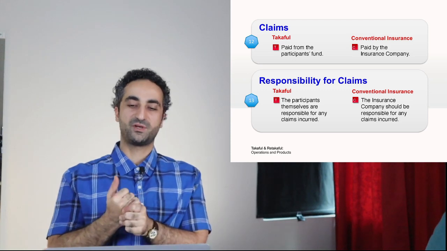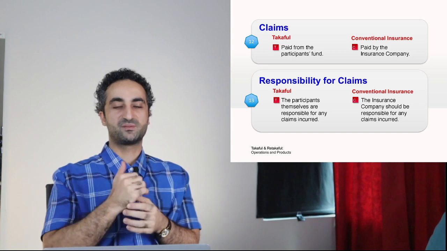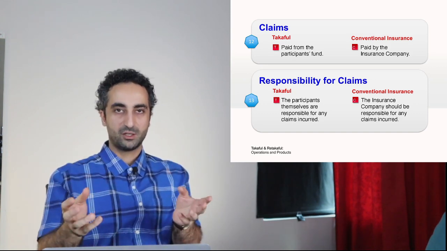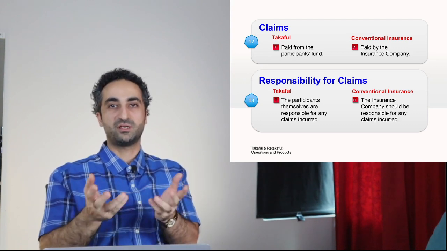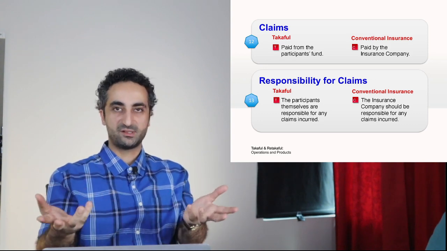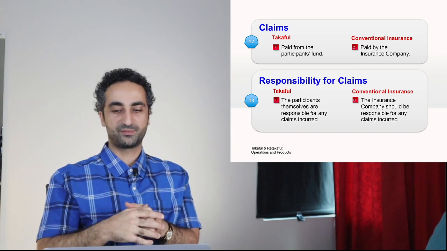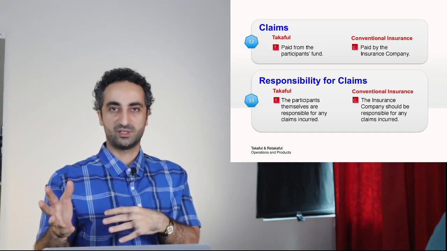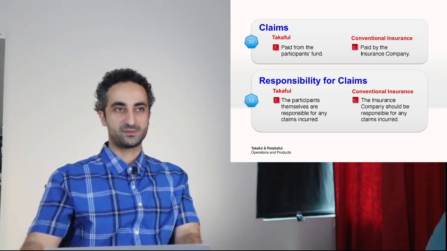How about conventional insurance? Now, the insurance company should be responsible for any claim. Based on this contract, again, who's responsible? Participants don't own anything. They don't know anything here. They paid you 100. They don't even know how many participants there are over there, how many insured people. So, the company takes care of responsibility. The company will be responsible to pay you claims.